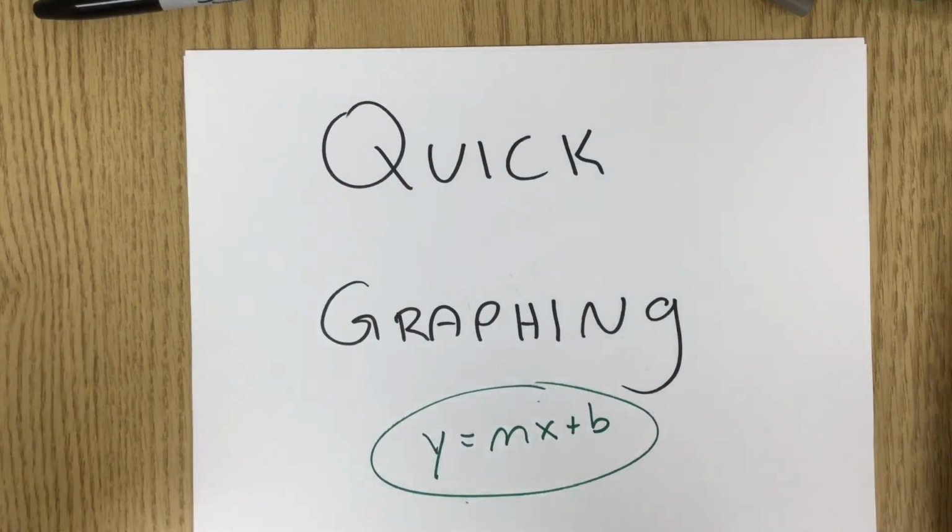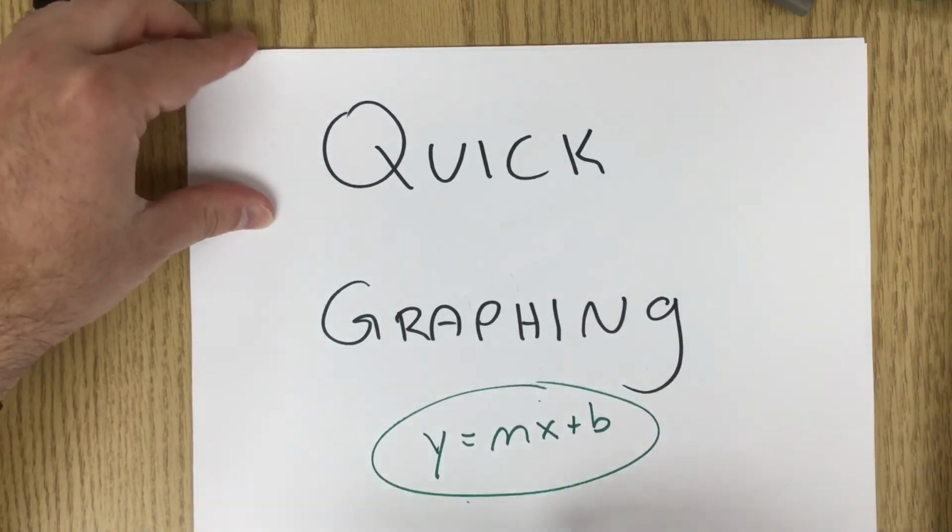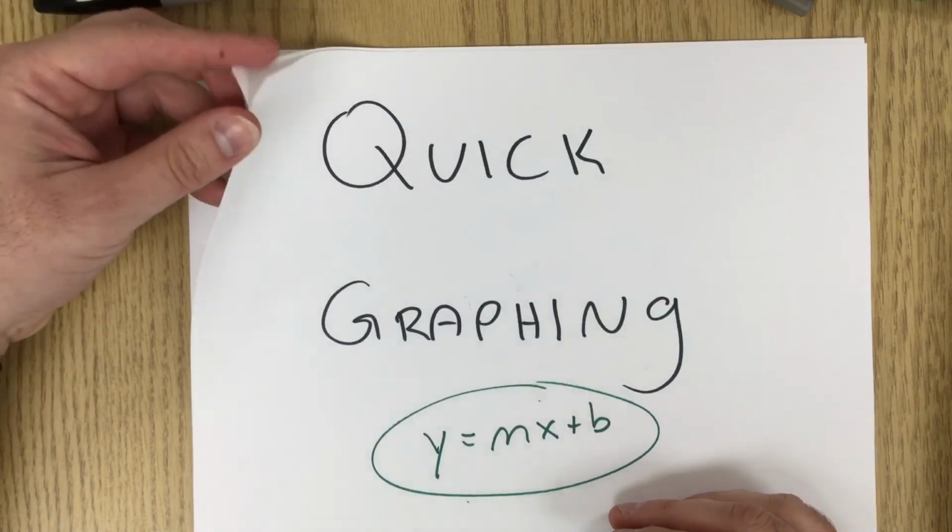Sometimes you're given the equation in the form y equals mx plus b, and you want to sketch it or draw it on a graph. So we're going to do a technique called quick graphing. That's a way to take the equation and relatively quickly make a graph out of it.